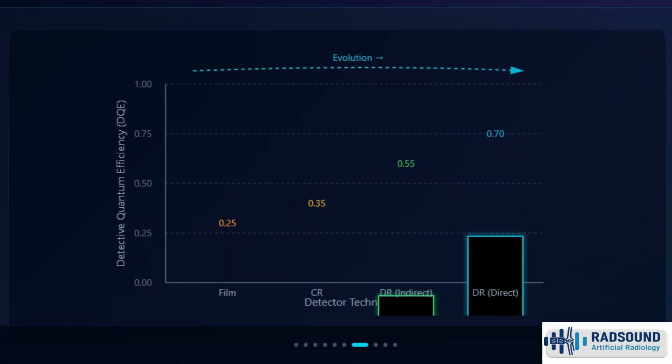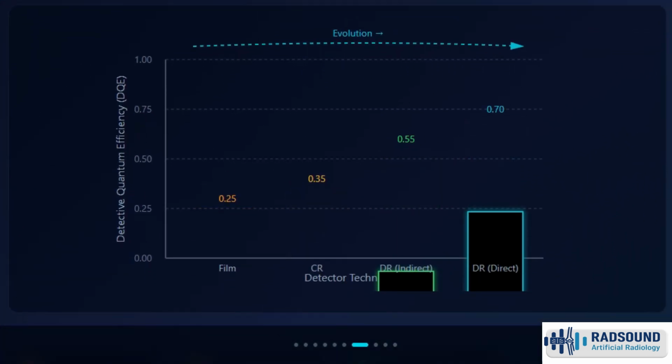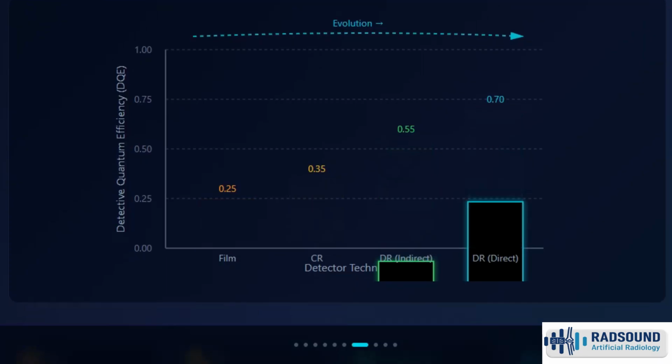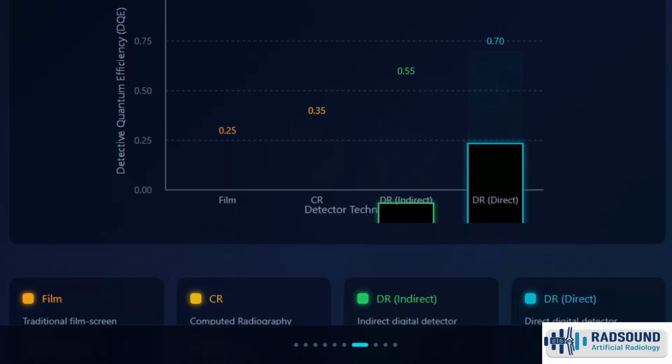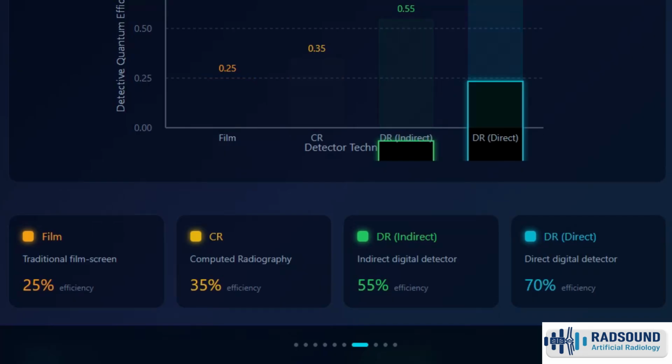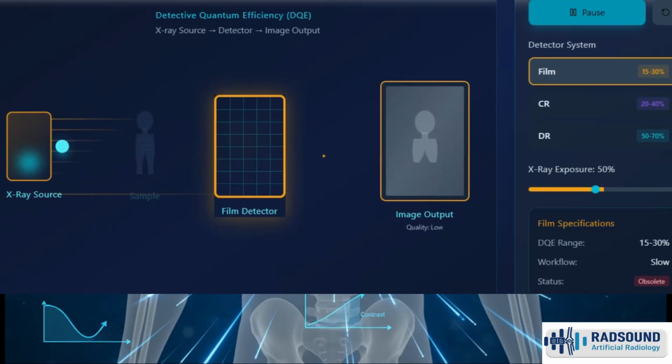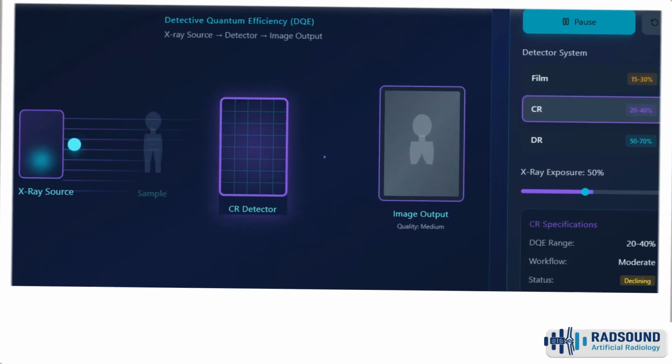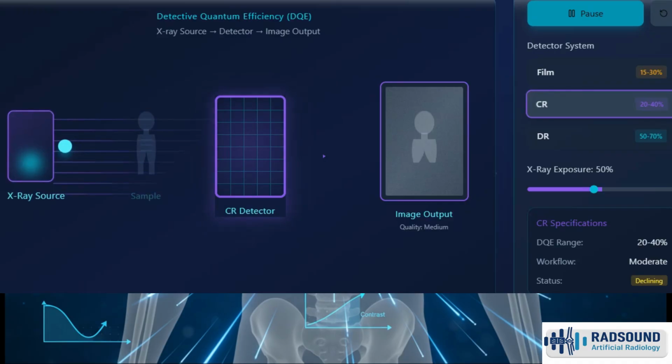The easiest way to think about it is like a batting average for the detector. A high DQE detector is super efficient. It makes the most of every single photon it catches, giving us a really crisp, clear image at a much lower dose. And that's a huge win for both diagnosis and patient safety.